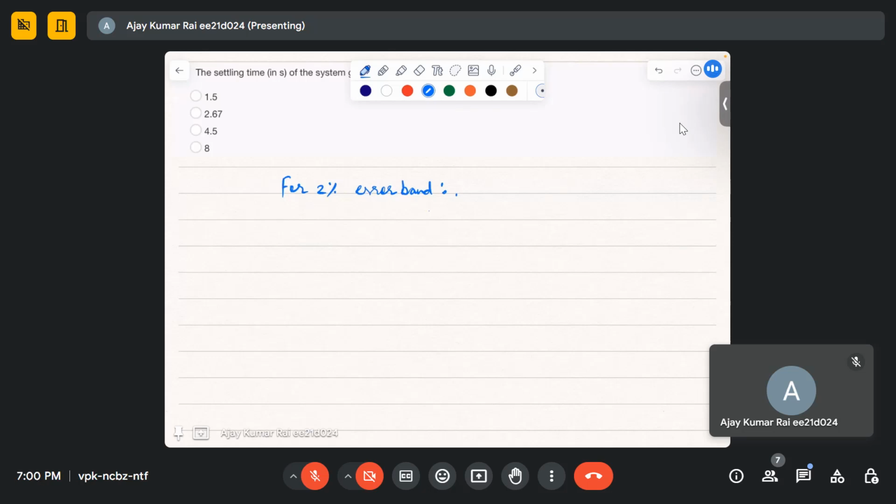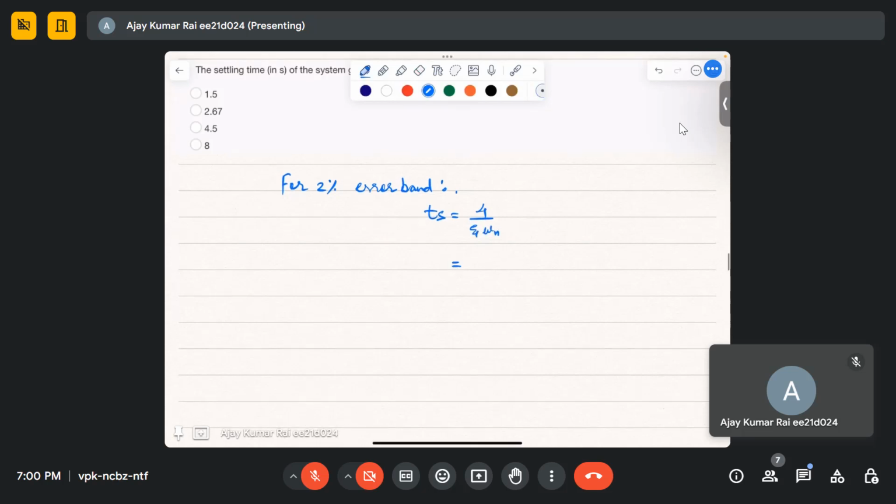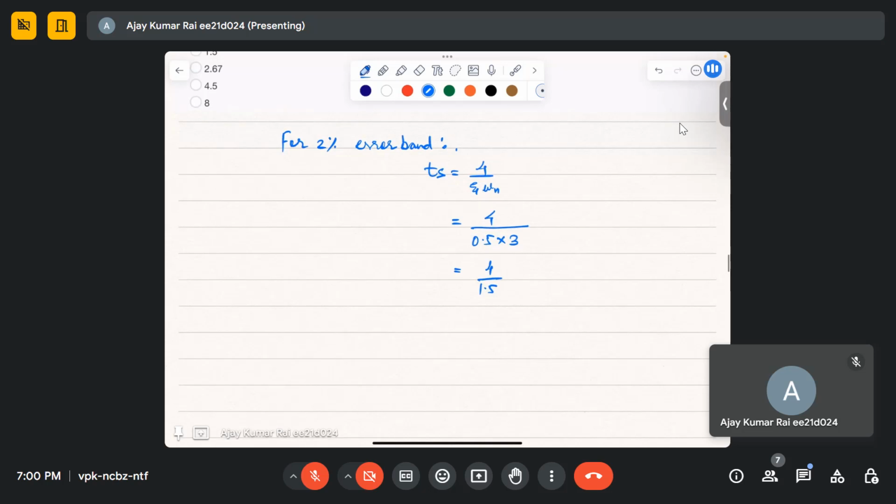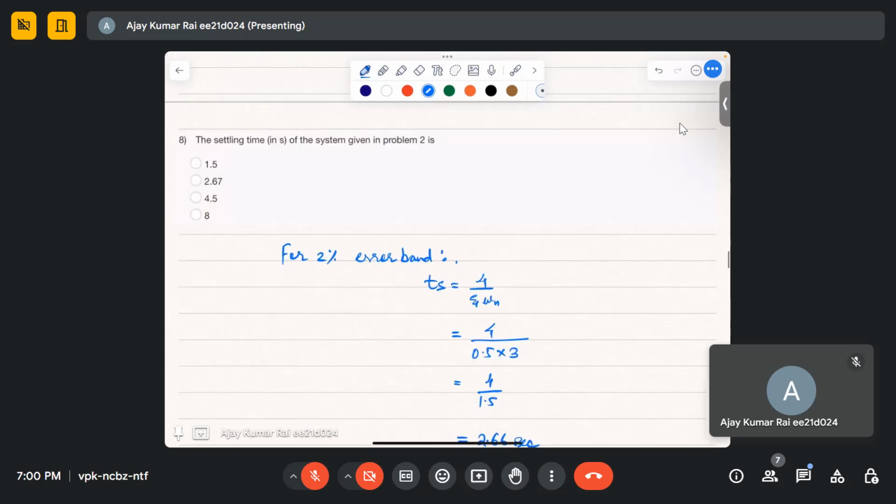You know the formula, settling time is 4 by zeta into omega, right? 0.5 into 3. This is 4 into 1.5. It's 2.66, I think. Yeah. Seconds, right?